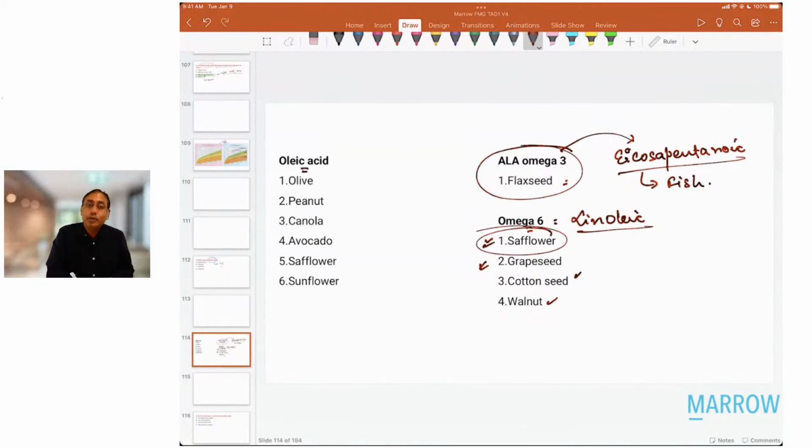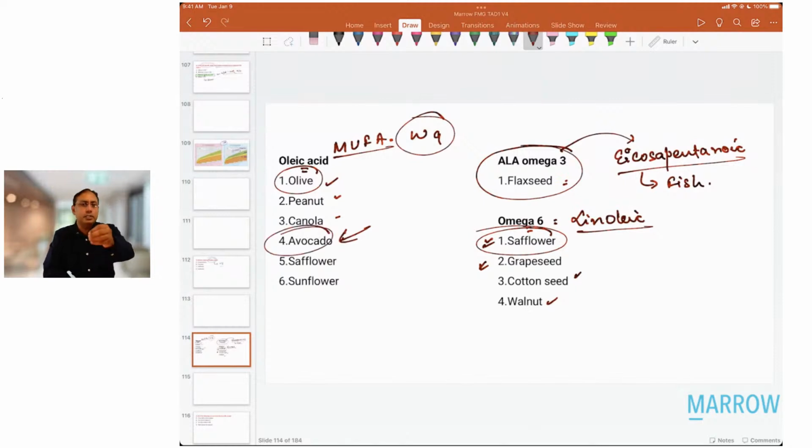Oleic acid. What is oleic acid? Beta, oleic acid is a MUFA. It was earlier called the omega-9 fatty acid, but now we call it MUFA, the monounsaturated oleic acid. What is the richest source? Olive oil. So oleic acid: olive oil, groundnuts, canola, avocado. Avocado is the fruit which has the richest MUFA.